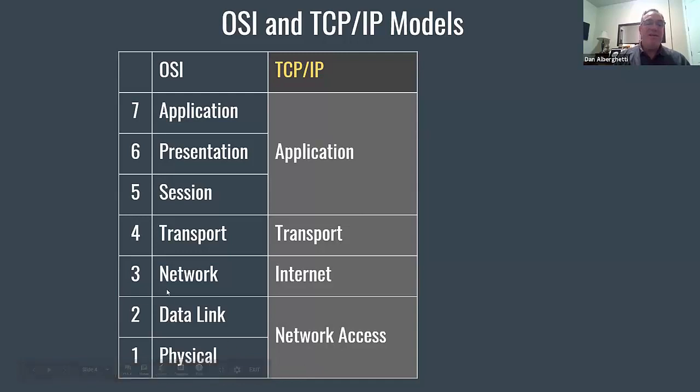Layer 3, the network layer in the OSI model, is the internet layer in the TCP/IP model. I'm always good with that. Why? Because this is the layer of IP, internet, IP, this is that layer. Transport's transport, that's the super easiest. And then the session, presentation, and application layers are all bundled into one at the application layer. It does make sense, and I'll show you why.